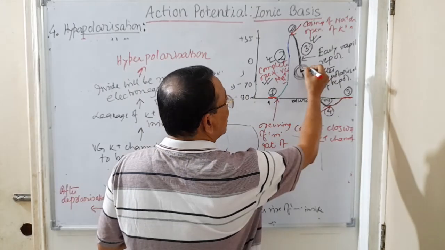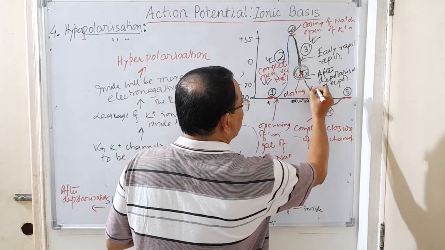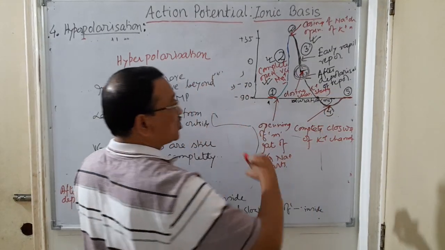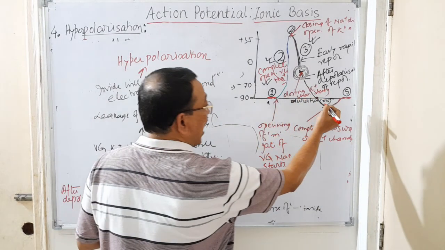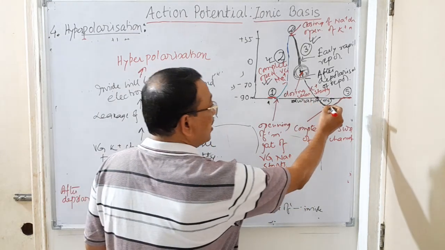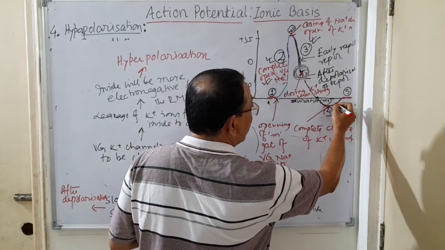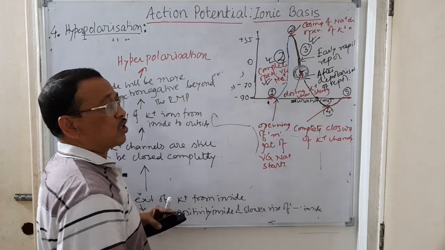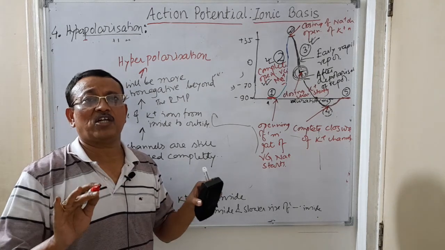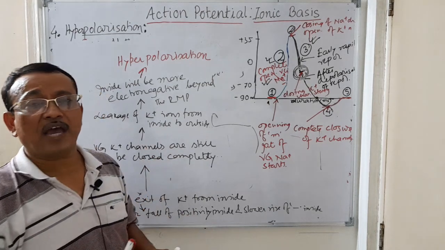And here at this part, the closing of potassium channels starts. And at this particular moment, the complete closure of the potassium channels, and thereby the resting membrane potential factors will result in the reappearance of the membrane potential towards the inside electronegativity of minus 90 millivolt, or the polarized state of the membrane will be achieved. So this is all about the ionic basis of the action potential.